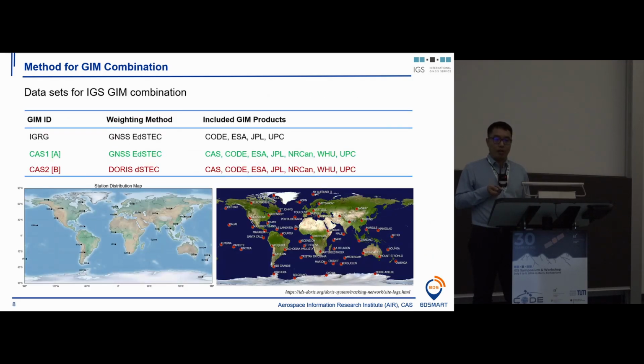For our following analysis, I introduce in this slide the dataset we used for the IGS rapid GIM combination. We have set 2 tests. The first one is the conventional GNSS-dSTEC analysis. As I mentioned before, here we include all 7 ionospheric analysis centers. The second one is the GIM combination, where we use the independent DORIS-dSTEC analysis.